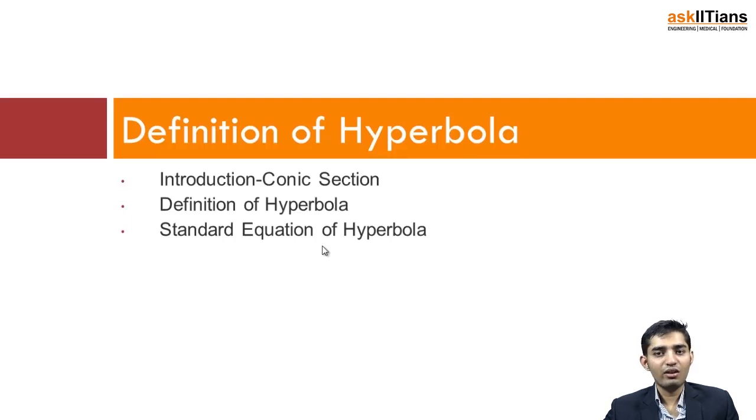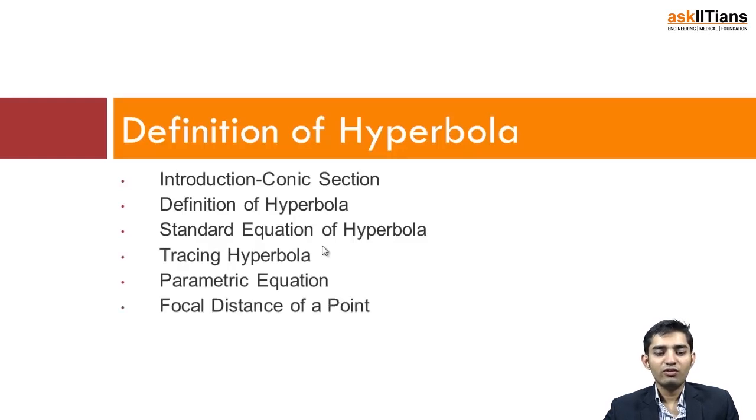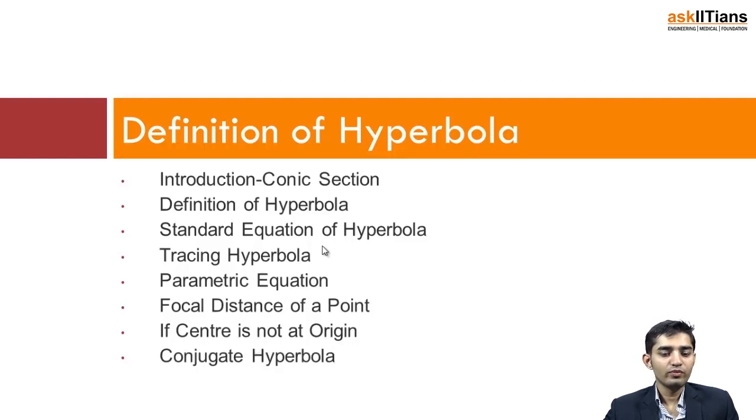The standard equation we will derive. Then how to plot a hyperbola, the tracing of hyperbola, parametric equations, and the focal distance of a point. If there is any point on the hyperbola, how do we find its distance from the focus? And if the center is not at the origin, how do we find other things like vertex, directrix, and focus? Then I will tell you about conjugate hyperbola and, at last, rectangular hyperbola. These two are special types of hyperbolas.